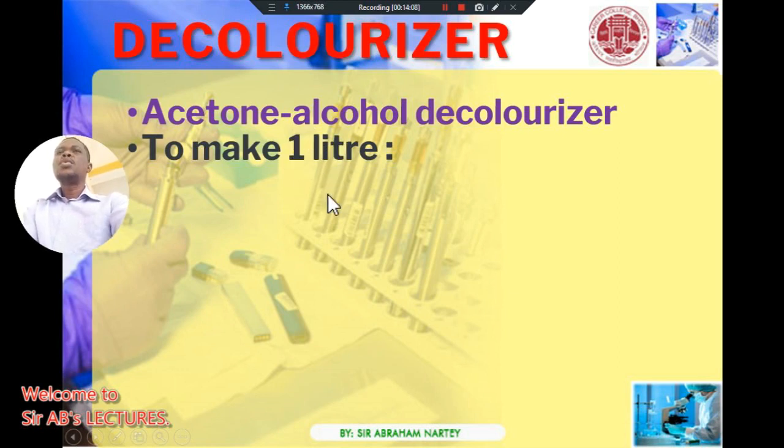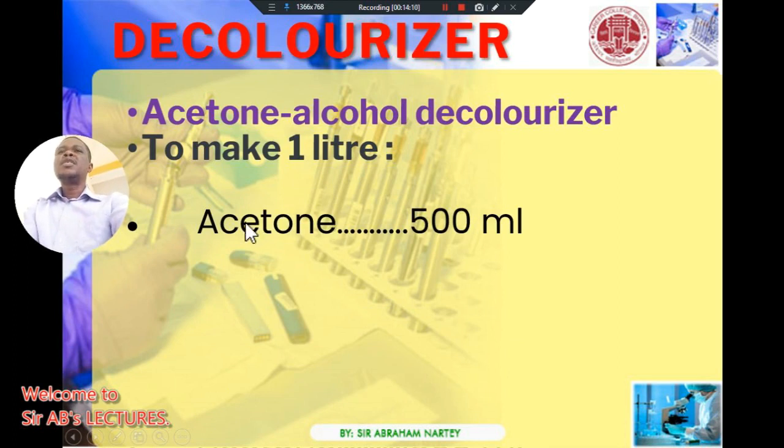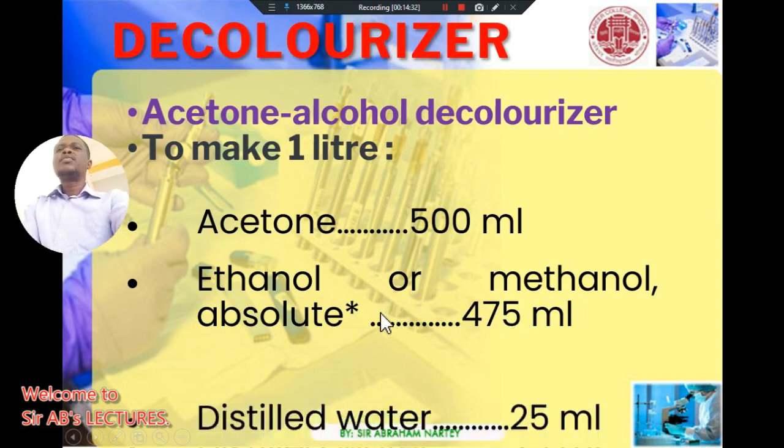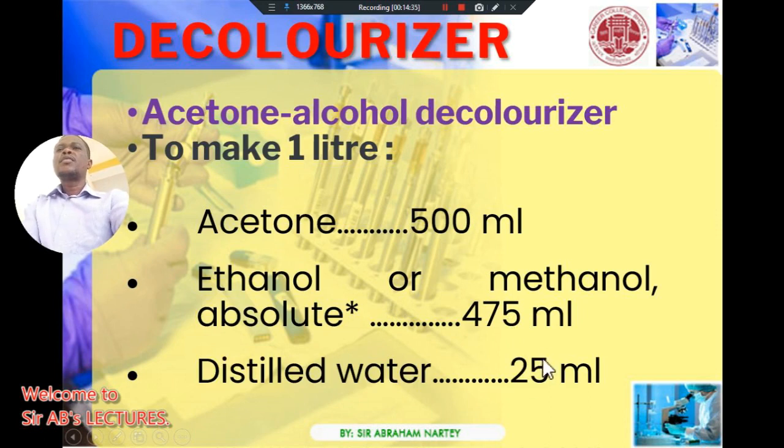When we talk of 1 liter, it is the same as 1000 milliliters. So now we start by measuring acetone, which is 500 milliliters. When we take 500 milliliters out of 1000, we are left with another 500. So you add either your ethanol or methanol, just 475 milliliters. When you add that one, then you finally add distilled water, 25 milliliters, to the solution. So this 25 plus 475 plus 500 is going to give you 1 liter, which is 1000 milliliters. I hope you understand it.